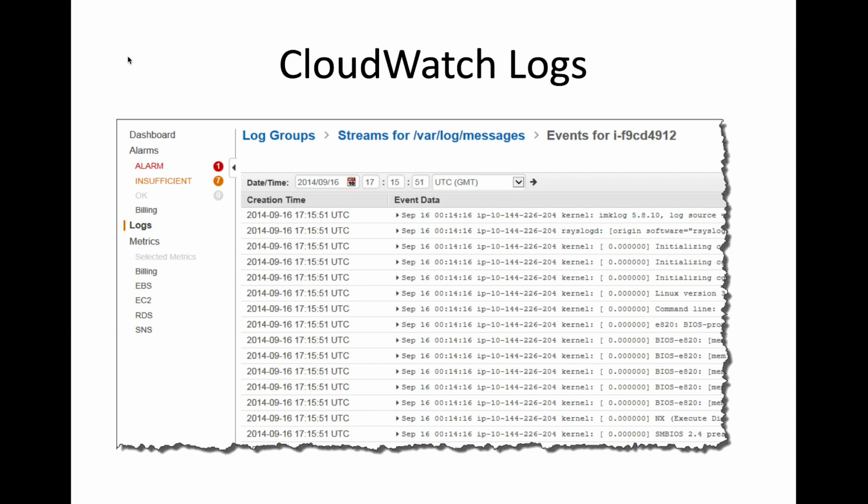And here's an example of what CloudWatch logs look like. I mentioned that there are various services which generate logs.